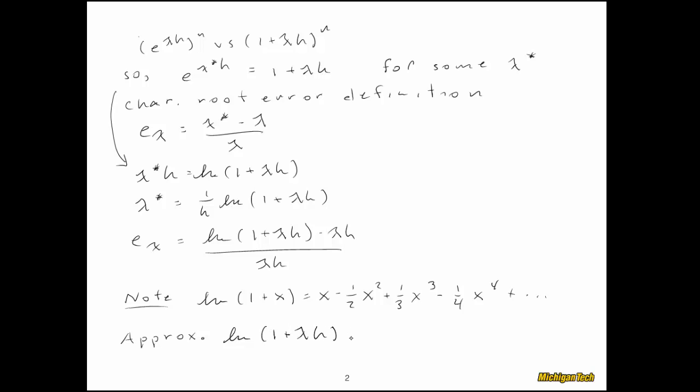So just to get that down, there we go. And now let's go ahead and do that. So the natural log of 1 plus lambda h, we'll just take the first couple terms, is approximately equal to lambda h, just replacing the x's in the previous slide with lambda h, minus 1/2 lambda h squared. And this is valid for the magnitude or absolute value of the product of lambda h much, much less than 1. So it'll converge.